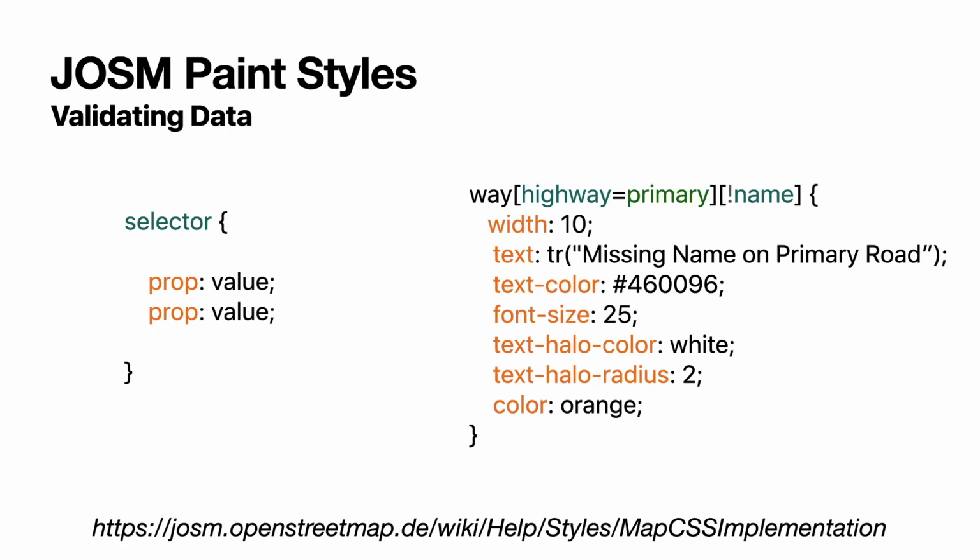Documentation on how to actually use selectors and property and value pairs is found on the JOSM wiki using the link below.